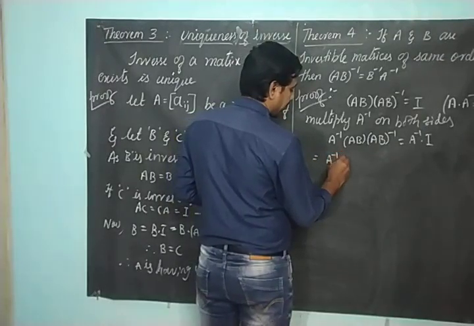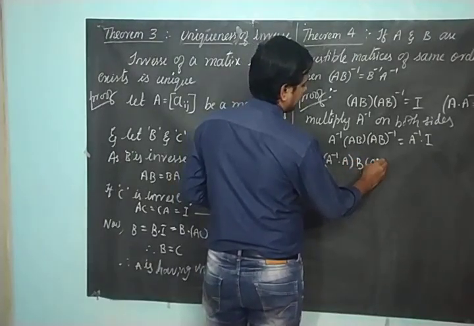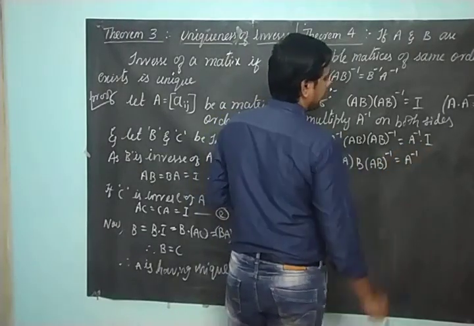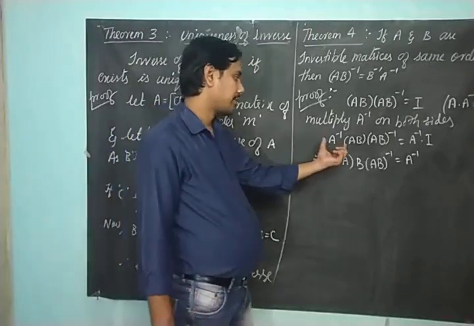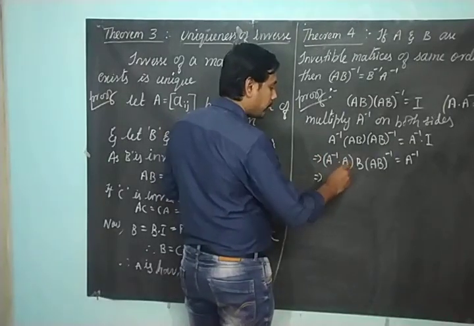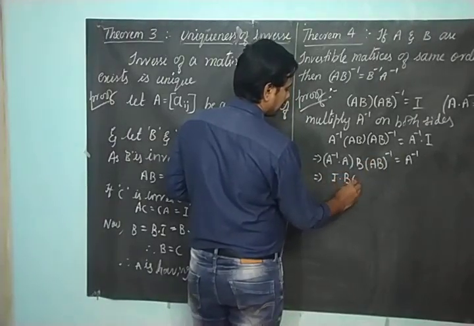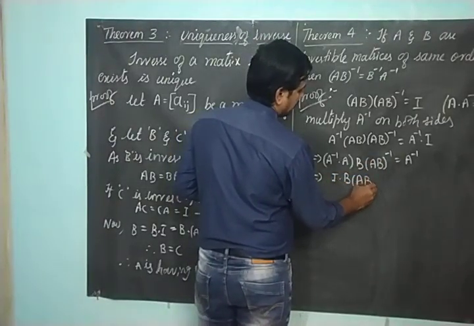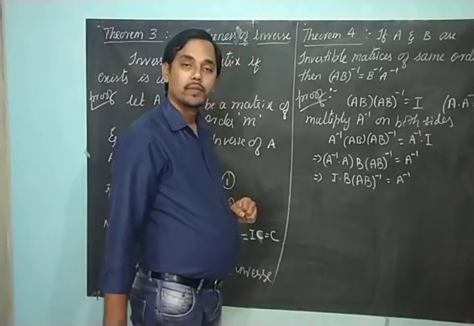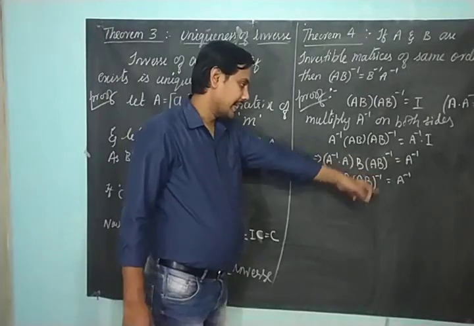I can write A inverse into A, B outside, AB inverse is equal to, what is A inverse into I? That is nothing but A inverse. Okay. So I have shifted the bracket. Now what is A into A inverse? That is I. So I substituted that I. B as it is, AB whole inverse, and A inverse as it is.